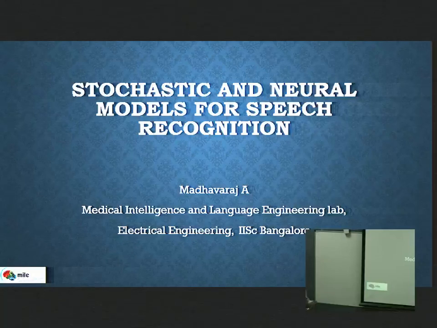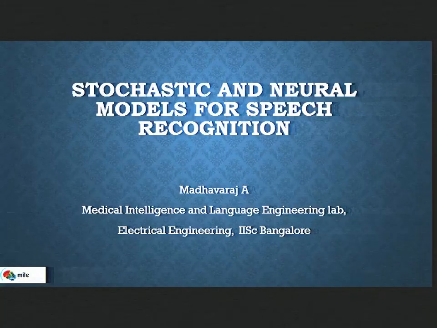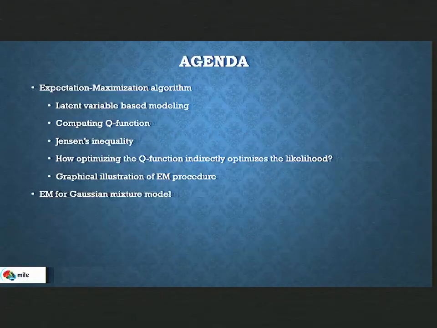I'm just going to go through whatever was discussed in the last class in 10 to 15 minutes, and then I'll continue with this lecture. So, last class we discussed briefly on the expectation maximization algorithm.